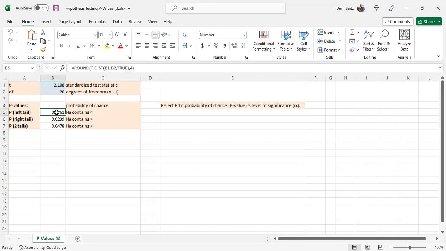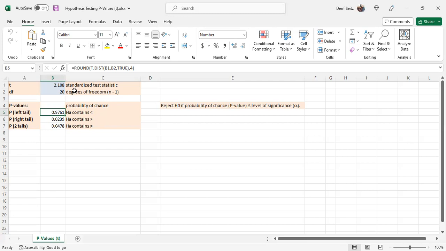The spreadsheet calculates 3 p-values, one for each of the kinds of hypothesis tests: a left-tailed test, right-tailed, and two tails, which are determined by the relational sign in the alternative hypothesis. Less than uses a left-tailed test, greater than a right-tailed test, and not equal to a two-tailed test.